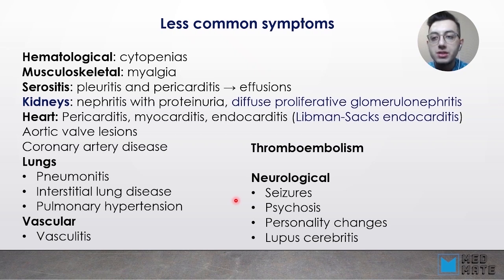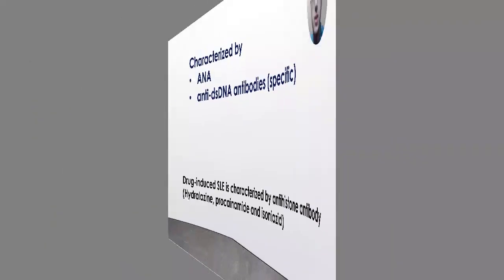Now also they may have heart presentations like pericarditis, myocarditis, endocarditis. In these patients' heart specimens, we can see Libman-Sacks endocarditis, which is vegetation on both sides of the tissue. Coronary disease can also be involved, as well as lung disease like interstitial lung disease, pulmonary hypertension, and vasculitis. They're also hypercoagulable, so they're very prone to form thromboembolism, and they may present with neurological findings such as seizures, psychosis, and personality changes.